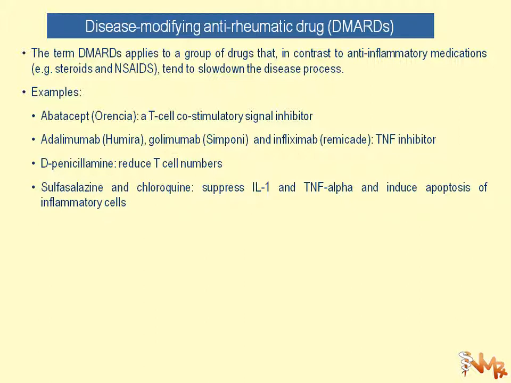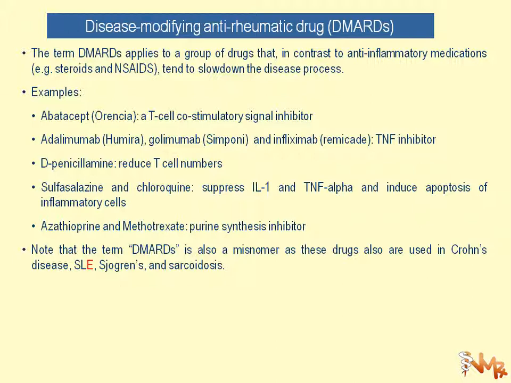Sulfasalazine and chloroquine, they suppress interleukin-1 and tumor necrosis factor alpha, and they induce apoptosis of the inflammatory cells. And these are also helpful in management of rheumatoid arthritis. The final two drugs are azathioprine and methotrexate. These are purine synthesis inhibitors.